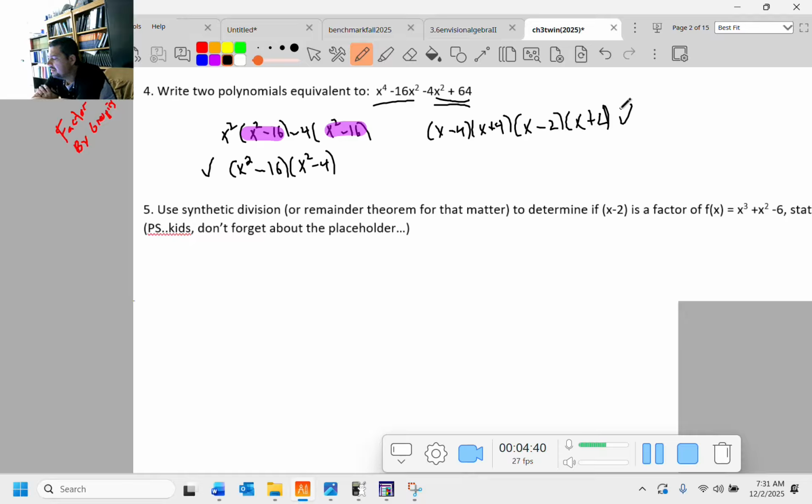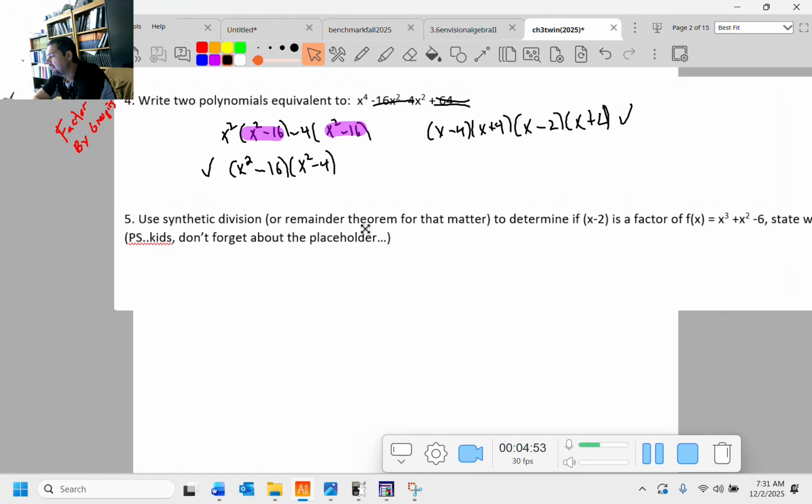Number 5, use synthetic division or remainder theorem for that matter. Determine if x minus 2 is a factor of f of x equals x cubed plus x squared minus 6. This says something about state. State what? State why or why not? Okay. I'm just going to use synthetic division. Let's see, I have x minus 2, which means that x is 2. Change signs. Coefficients are 1, 1, and notice there's no x, 0, negative 6. Now we're going to drop, and we're going to multiply and add.